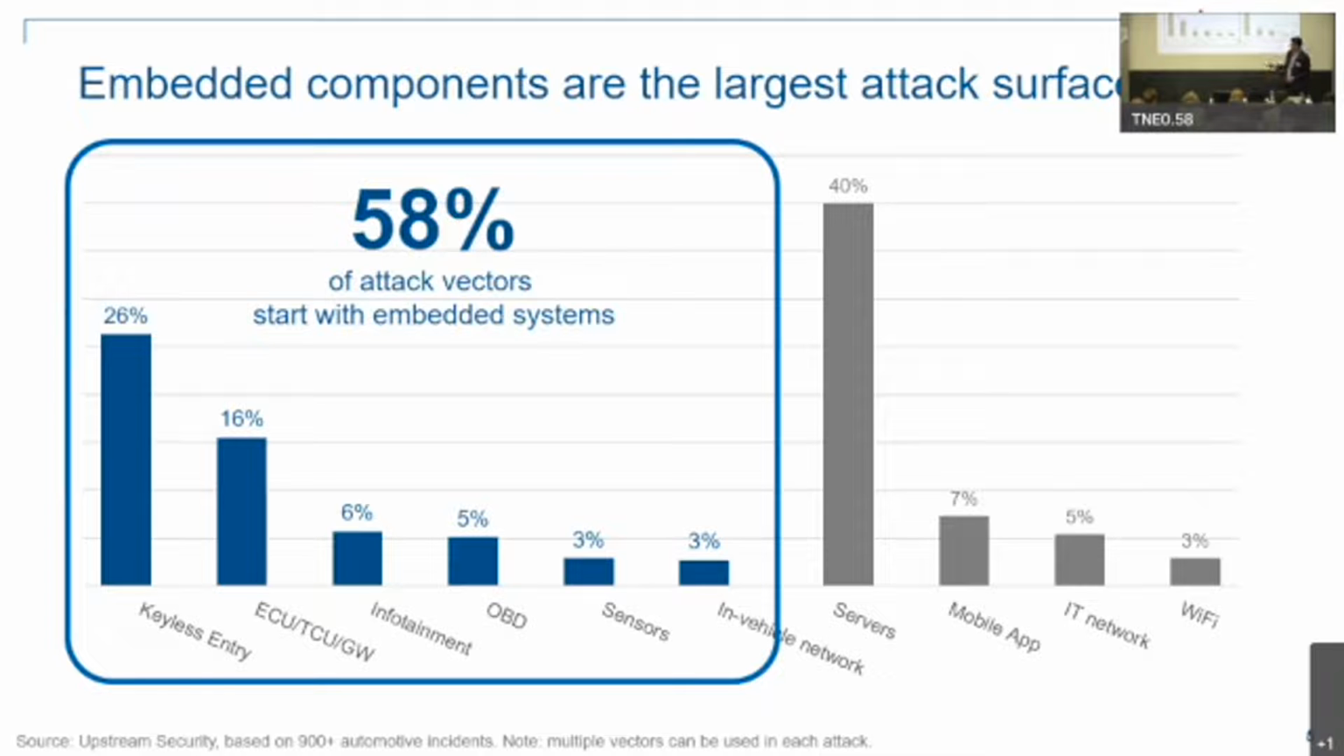For all these vectors of attacks, the number is not just a sum of all of them, but you can have a combination of these different attacks. That means that at the same time, you can try to use the keyless entry system plus, for example, the engine control unit or the telemetry control unit. These are different ways to do that.